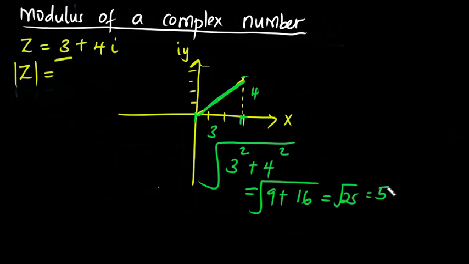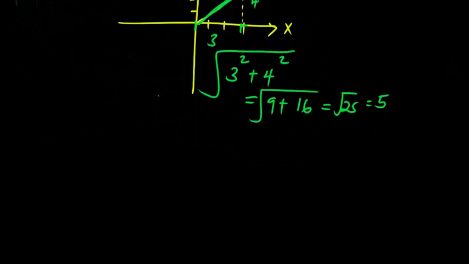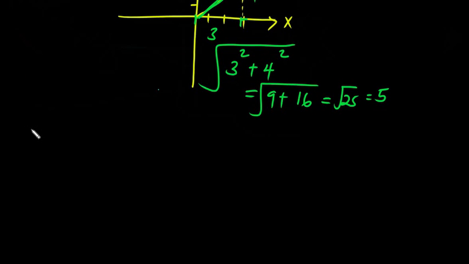Let's look at another example. Let's have z is equal to 6 minus 4i. So let's find the modulus of this complex number.